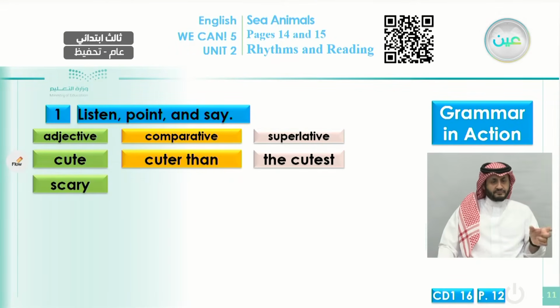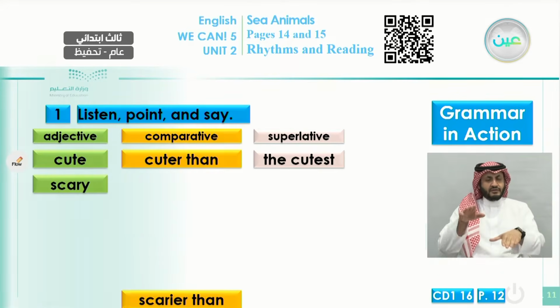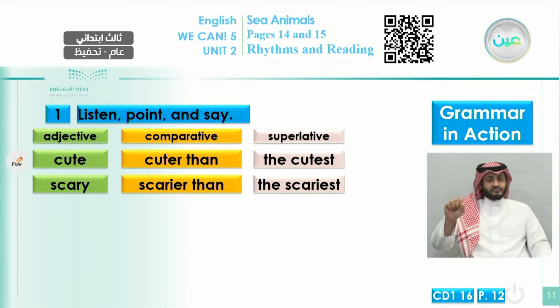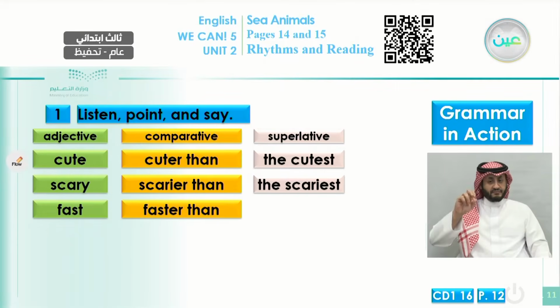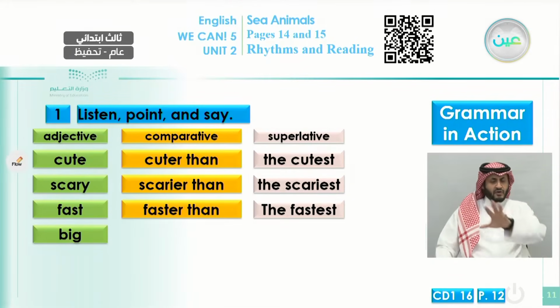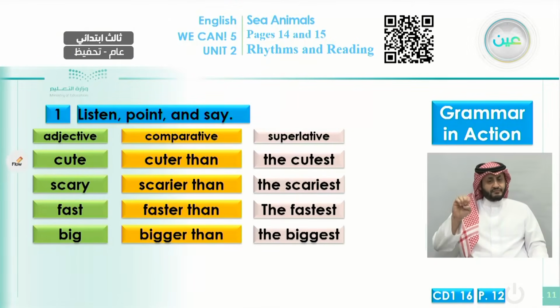Also, we use the adjective scary. If you want to use it in the comparative form, we say scarier than, and for the superlative, the scariest. Fast, we can say faster than and the fastest. Okay, big, bigger than, and the biggest.